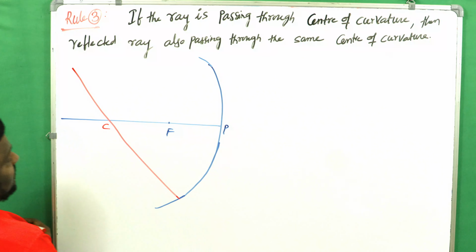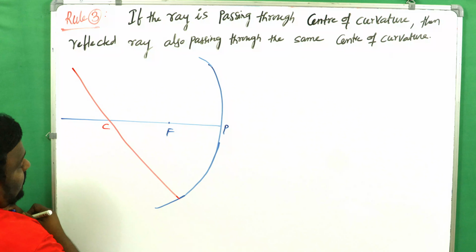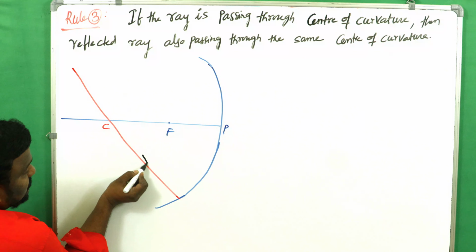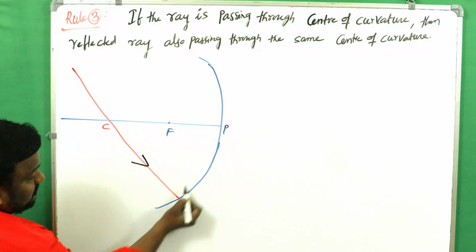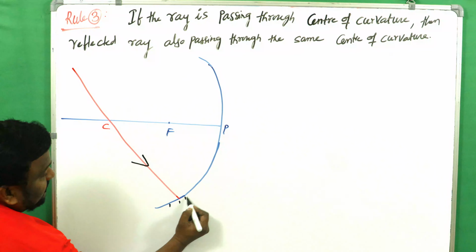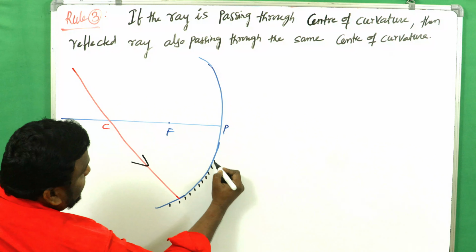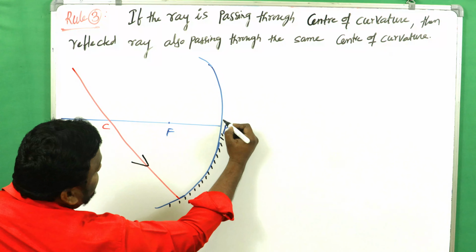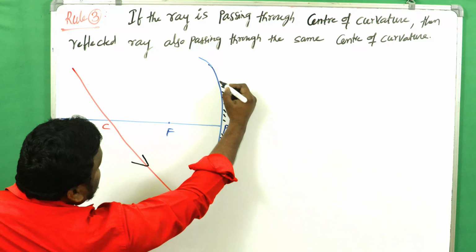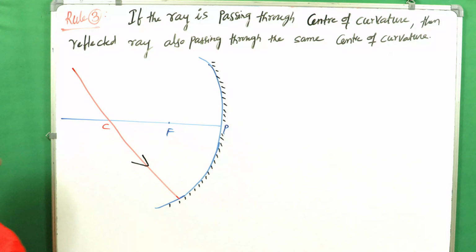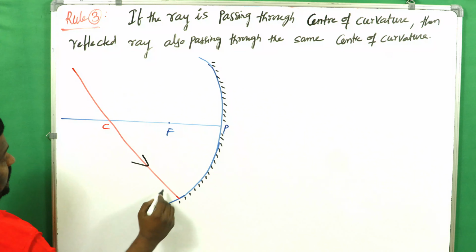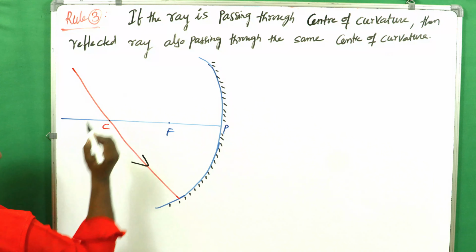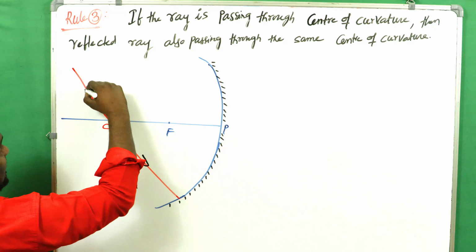and here it is the incident ray. This is what? Incident ray. To understand which is the incident ray and which is the reflected ray, we have to identify the arrow marks. So now the arrow mark is towards the mirror. This is the concave mirror, that's why this is the non-reflecting surface, outward is the non-reflecting surface. Clear? And now after incidence, the same ray is passing through the same center of curvature.